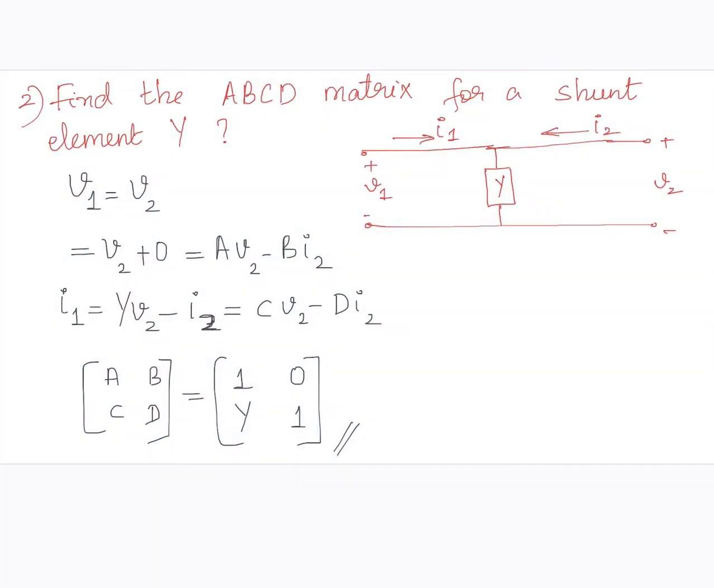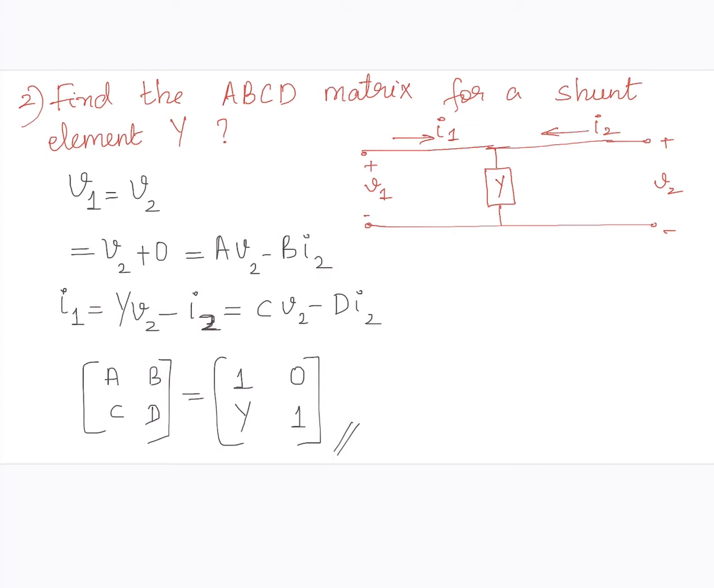Consider the second problem: find the ABCD matrix for a shunt element Y. It is in parallel, Y, and again the currents are I1 and I2 and the voltages are V1 and V2. As the element is shunt, the voltage V1 will be equal to V2. So V1 is equal to V2. Here the I2 term is missing, so we can write plus 0 and compare it with the general expression, A into V2 minus B into I2.